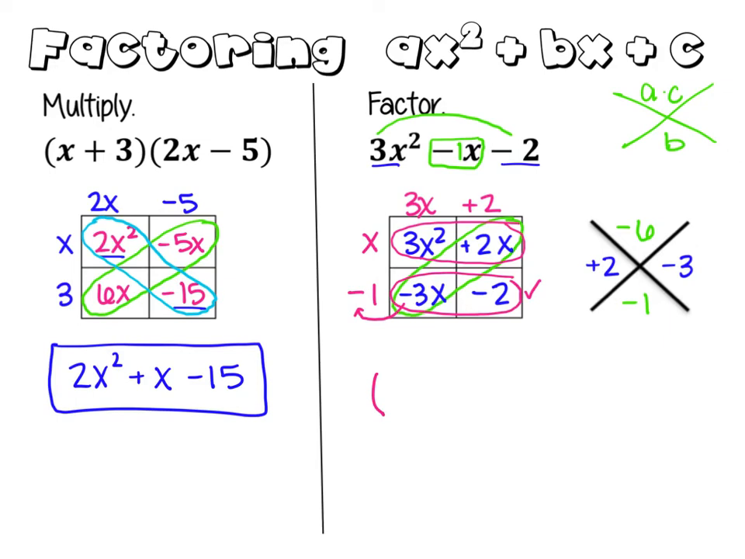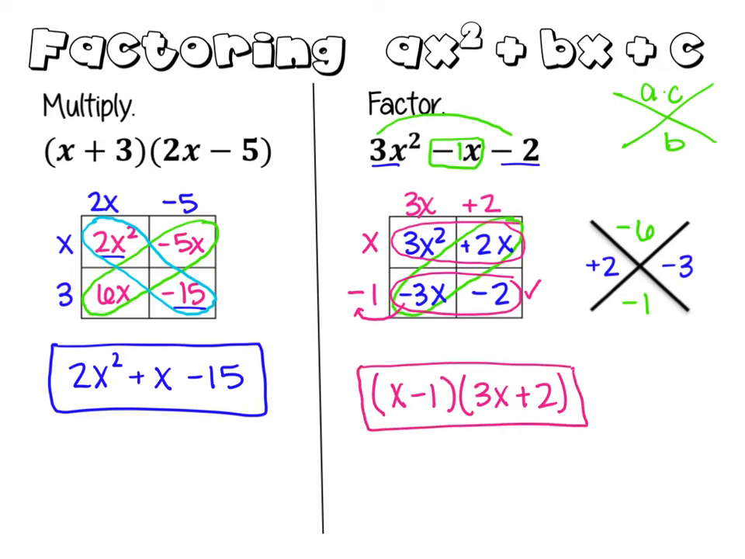My factors are the pieces on the outside of my box. So x minus 1 and 3x plus 2. It also doesn't matter which order I put those factors because 3 times 5 is the same as 5 times 3. Right? So the order I write those in is not important. Let's look at just a couple more examples together.